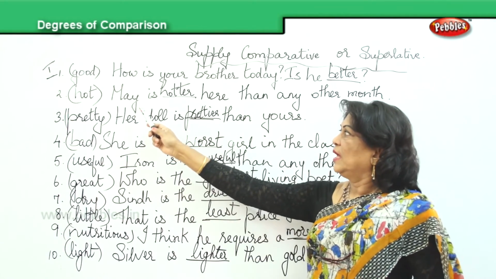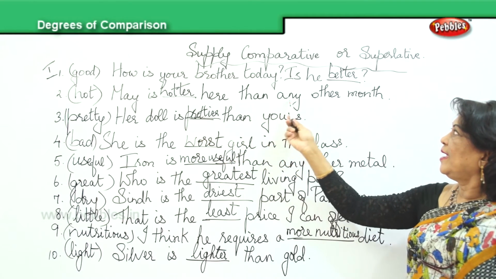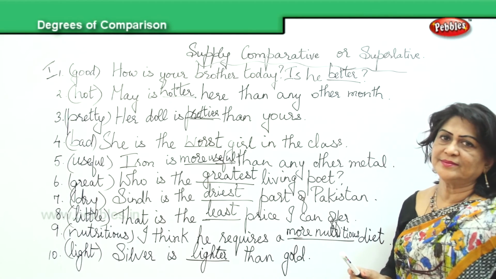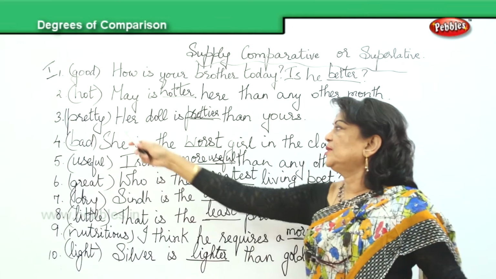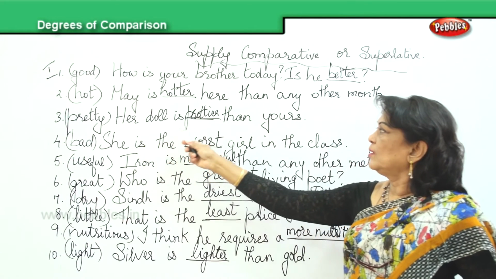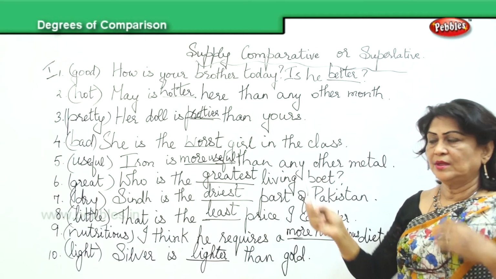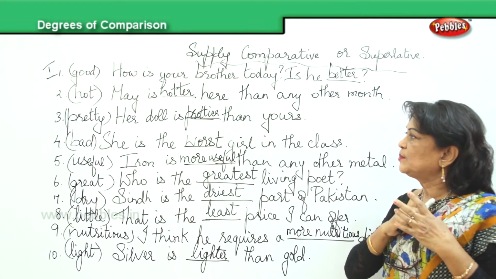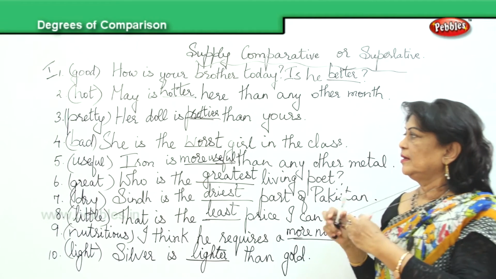Hot. May is hotter here than any other month. Next one. Pretty. Her doll is prettier than yours. Next one.